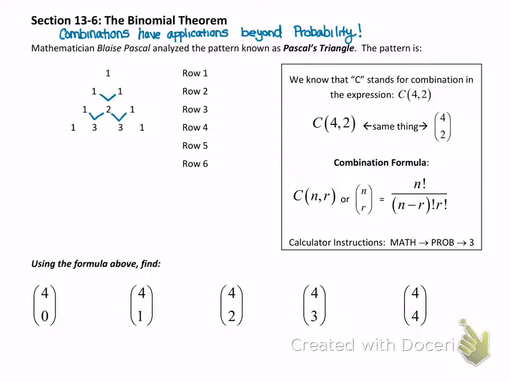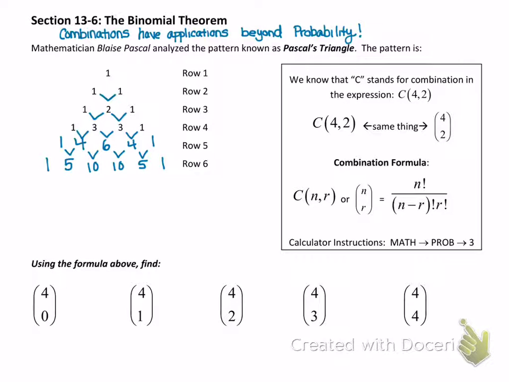If we continued, we know 1s on the outside, 1 and 3 gives you 4, 3 and 3, 6, 3 and 1, 4, and then 1 ends. If we kept going, we'd have 1, 5, 10, 10, 5, and then 1. And this can keep going past 6 rows and really to infinitely many rows.